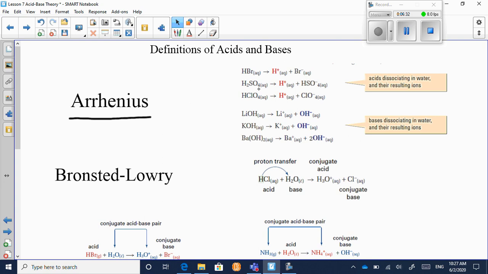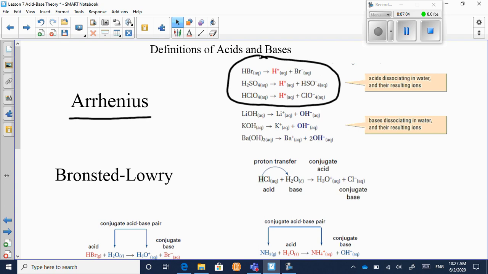H2SO4, which is sulfuric acid, breaks apart into the H+ and the HSO4- ion. And then perchloric acid, HClO4, breaks apart into H+ and the perchlorate ion. And so basically, Arrhenius started to recognize that all of these had the same characteristics, the same properties that we had just seen on the previous slide.